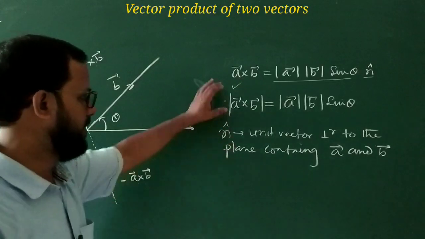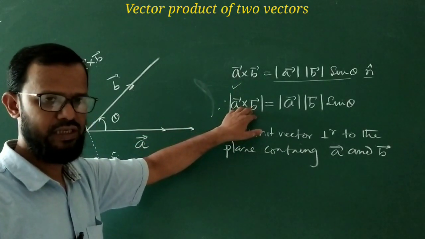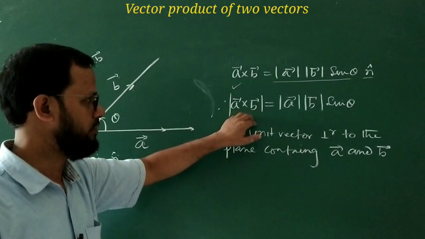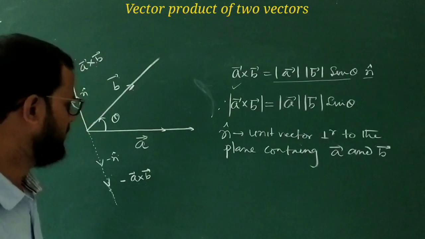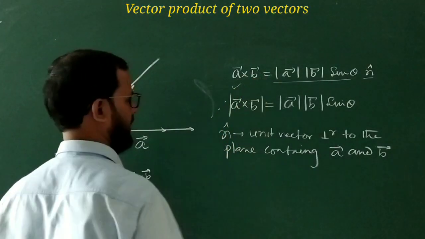Now we are going to explain the geometrical interpretation of A cross B. What does this magnitude actually represent geometrically? Let us discuss. Before that, suppose both the vectors are the same.